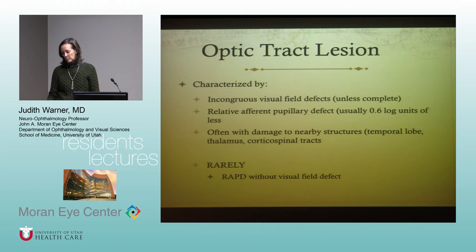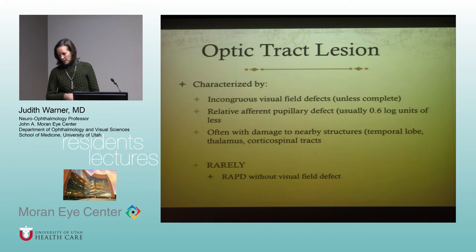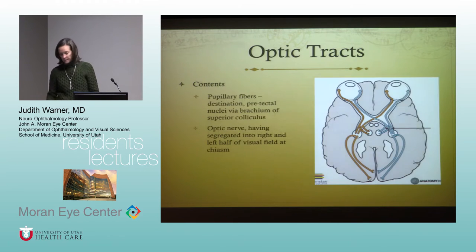often with a relative afferent pupillary defect, which is small. There can be damage to the nearby structures, which would include the temporal lobe. The thalamus is just right above here, and you can get associated damage with the corticospinal tract as well. Because of this, you can get a pupillary defect without a visual field defect. It's pretty rare.